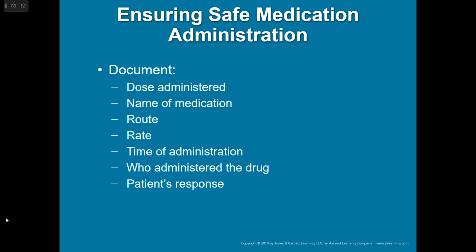Document. You have to document everything that you do. Be truthful with your documentation. The dose that you administered, whether it was right or wrong, you still want to make sure you are documenting the actual dose that you administered, even if you made a mistake. Name of the medication, how you gave it, the route and the rate, what time you gave it, who administered it, if it was you, if it was your paramedic supervisor, or if you had an EMT partner maybe that gave something. And then the patient's response.